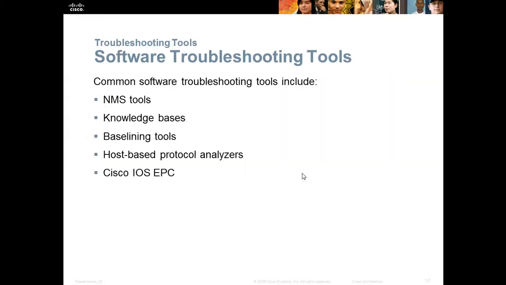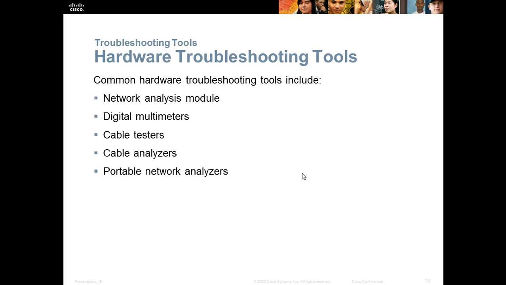Network troubleshooting. Different software is used for troubleshooting the network. These are commonly known as network troubleshooting tools, which are not limited to NMS tools, knowledge bases, baselining tools, host-based protocol analyzers, and Cisco IOS EPC. Similarly, we have some hardware-related troubleshooting tools, such as network analysis module, digital multimeters, cable testers, cable analyzers, and portable network analyzers.